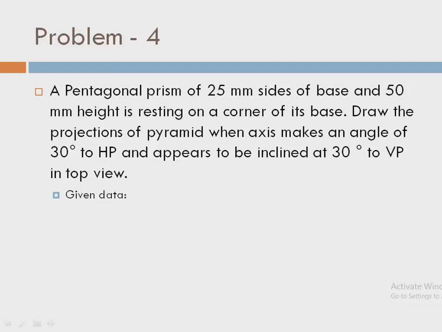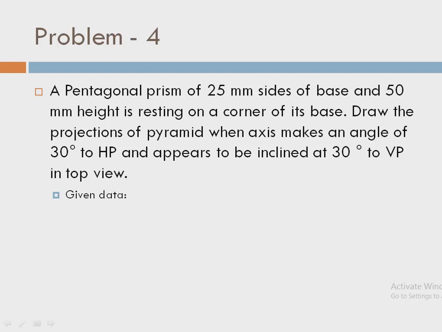Now let us take the next problem. A pentagonal prism of 25 mm sides of base and 50 mm height is resting on a corner of its base. Draw the projections of the prism when the axis makes an angle of 30 degrees to HP and appears to be inclined at 30 degrees to VP in top view.